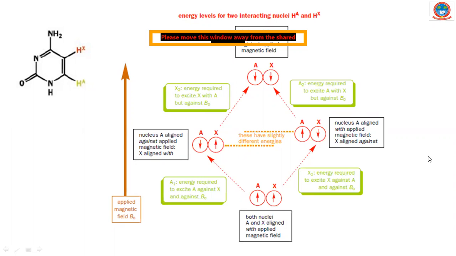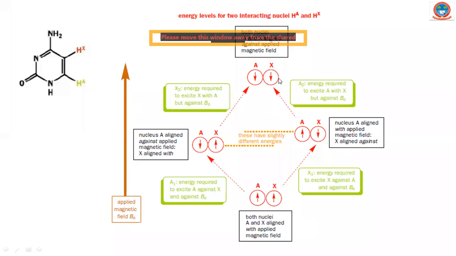What are the other two possibilities? The other two possibilities come from the combination of these two, like we have taken here and here: both aligned with, and both aligned against the applied field. Now see two cases. Let A align against the applied field and let X nucleus align with the field. So this is one case. In the other, let nucleus A align with the applied field while X aligns against it. See, X is aligned against it. So there are four cases in which four energy levels are possible.